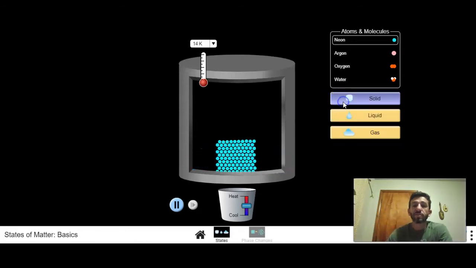And then the solids are pretty tightly packed together in position. But if you were to zoom in at the atomic level, you could see that those particles are actually vibrating in place. So that's what we got there for solids, liquids, and gases.